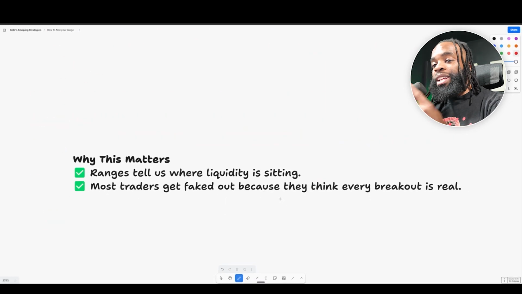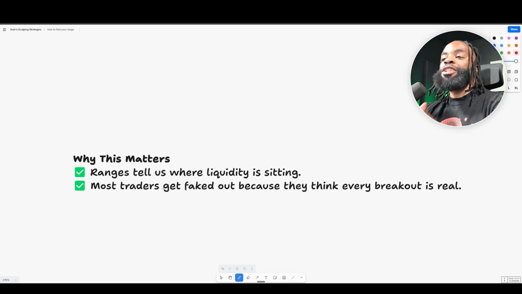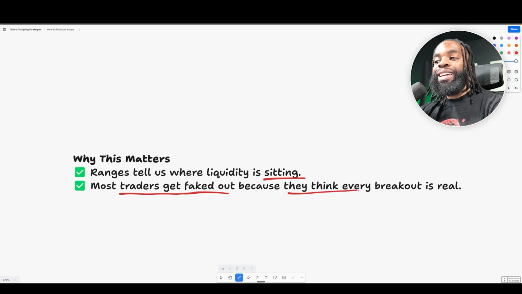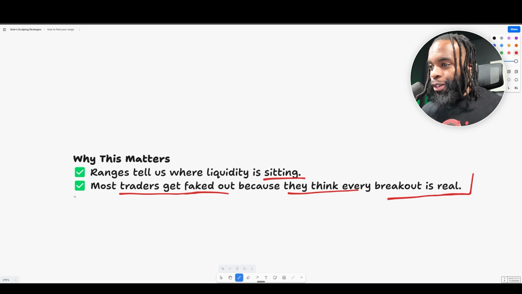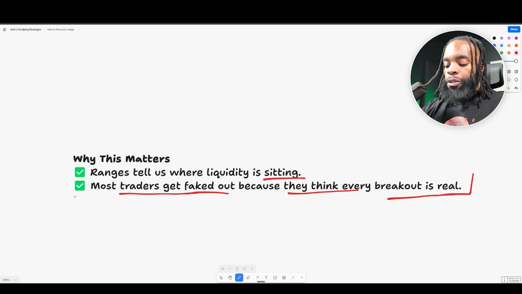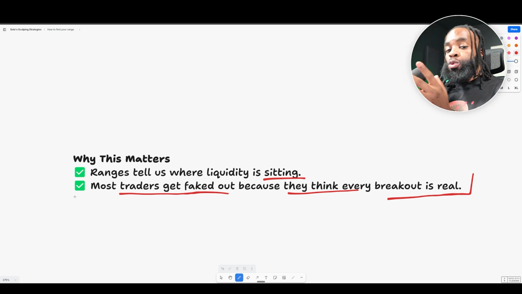The reason this matters is because ranges tell us where the liquidity is sitting. Most traders get faked out because they think every breakout is real. I'm here to tell you, we're not worrying about anything when it comes to breakouts, because we're going to know the fake from the real.